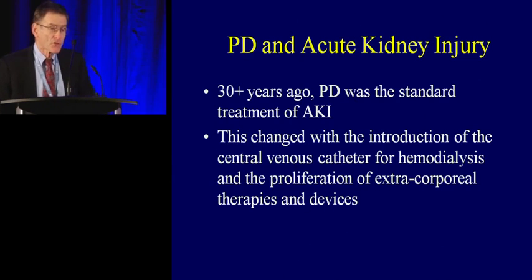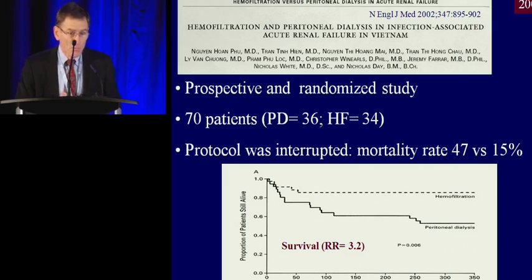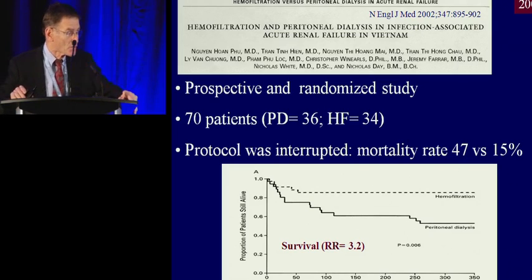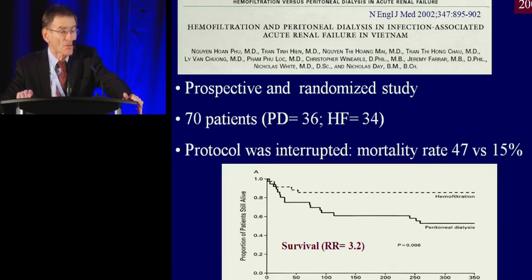But this changed when central venous catheters were introduced, in the late 70s and early 80s. And then there was a proliferation of extracorporeal therapies and devices, and PD basically almost disappears from its use for treating patients with AKI. And the death knell was this paper in the New England Journal in 2002. This is a randomized trial from Vietnam, a prospective randomized trial comparing 70 patients with PD and hemodiafiltration.